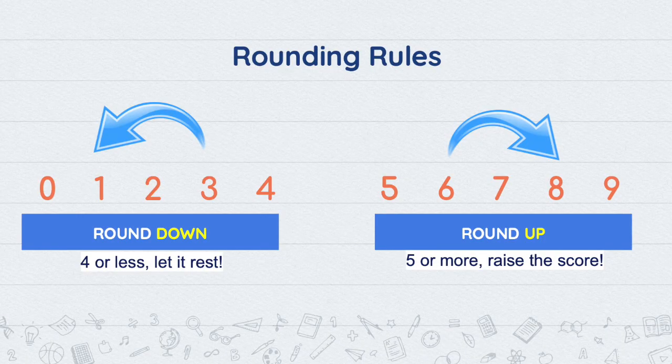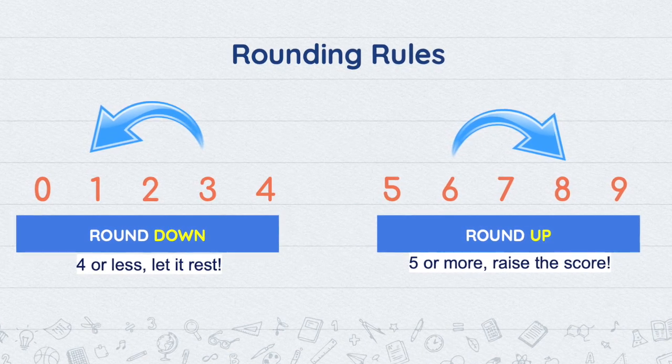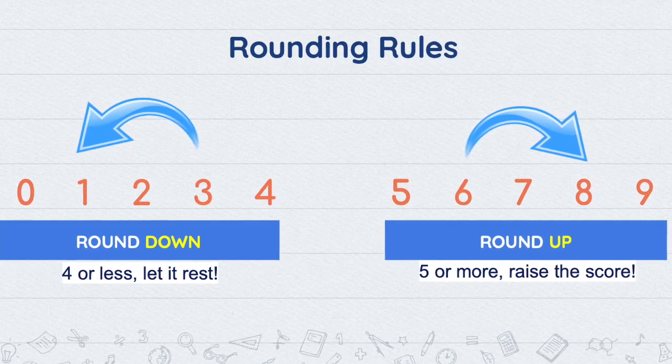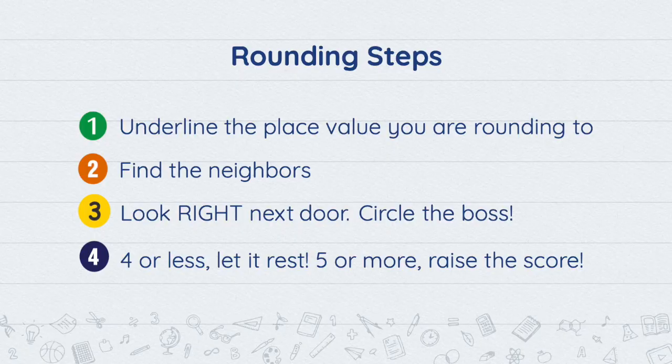So that's the way that my brain remembers that if I have a number that's smaller than 4, I'm just going to rest. I'm going to go down. And if I have a number that's bigger than 5, I'm going to raise the score. I'm going to round up. And the last thing that we should do before we actually start practicing rounding numbers is review the steps. There are certain steps that I can follow that's going to make rounding a lot easier for me. So let's take a look at these steps.